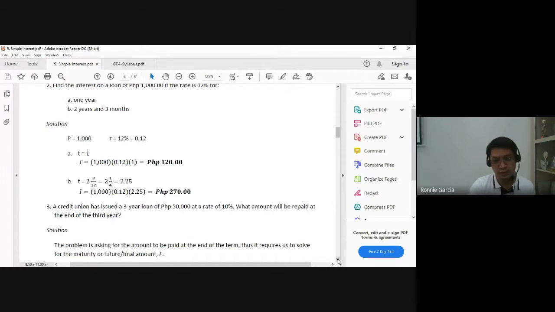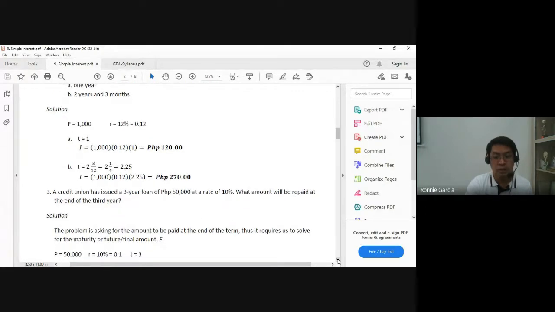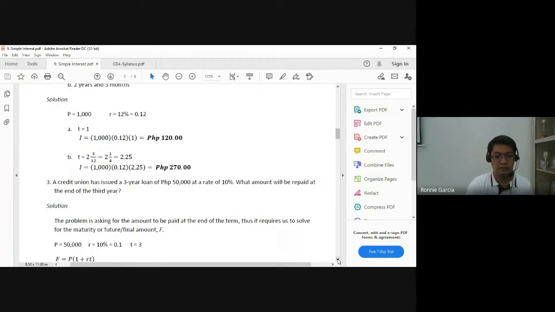F. Very good. So part again of solving the problem is to understand it. The problem again is asking for the amount to be repaid. So imong bayaran at the end of the term. So it requires us to solve not only the I but also the plus P pa, so F. So it requires us to solve for the maturity value or the future amount F.